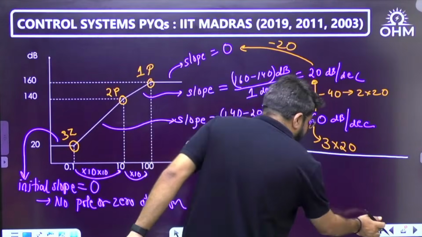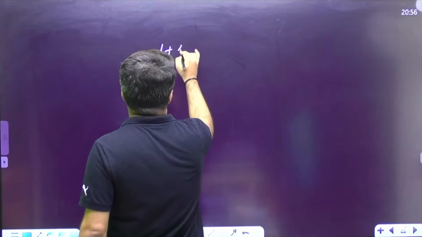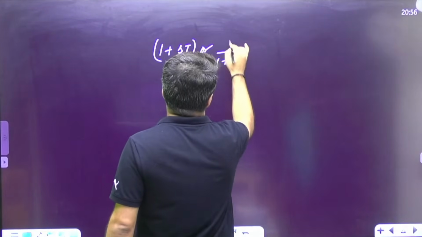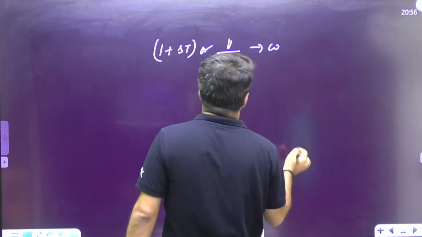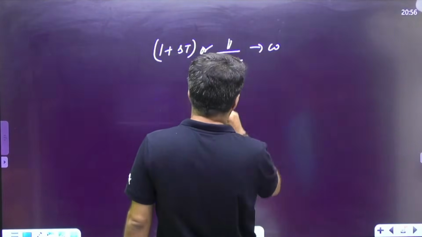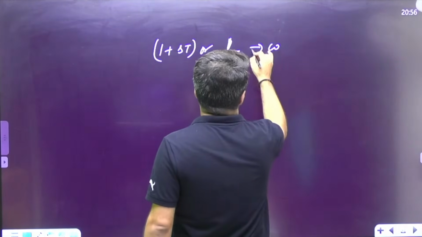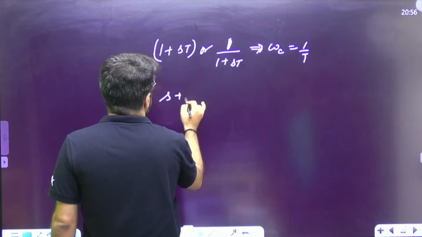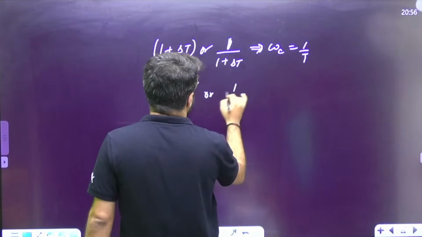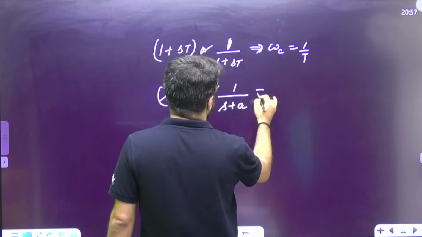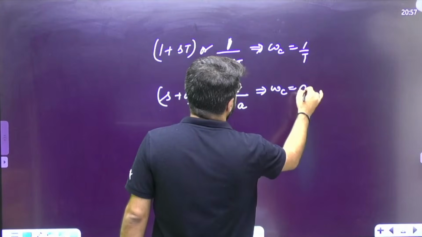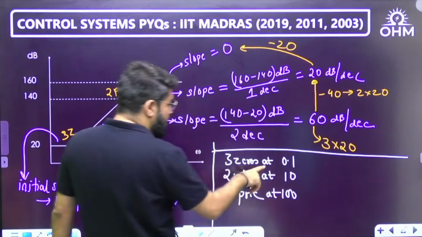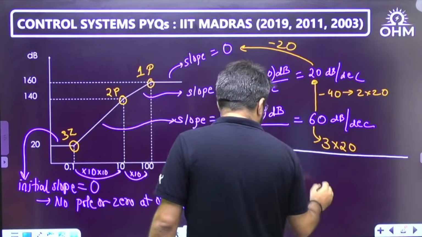What I told you last session also: when the time constant form is given, 1 plus st or 1 upon 1 plus st, then the corner frequency you take as 1 by t. If it is an s plus a term, non-time constant form, or 1 upon s plus a, whether it is a pole or a zero, the corner frequency formula is the same, and in this case it is going to be a. So if I know the omega c is 0.1, the term will be from here.